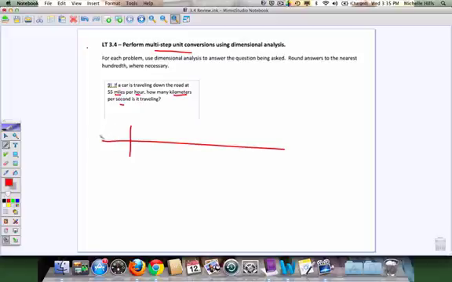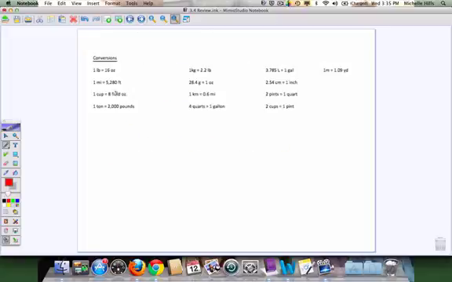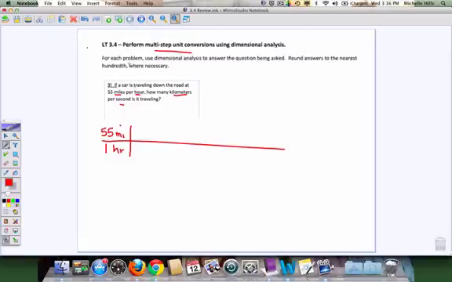My starting values always go here on the left. So 55 miles per hour is the same thing as 55 miles over 1 hour. Different units have to go in different boxes. Now, to convert miles to kilometers, because eventually I want kilometers in my answer, I'm lucky that there's actually a conversion on here that takes me from kilometers to miles or miles to kilometers.